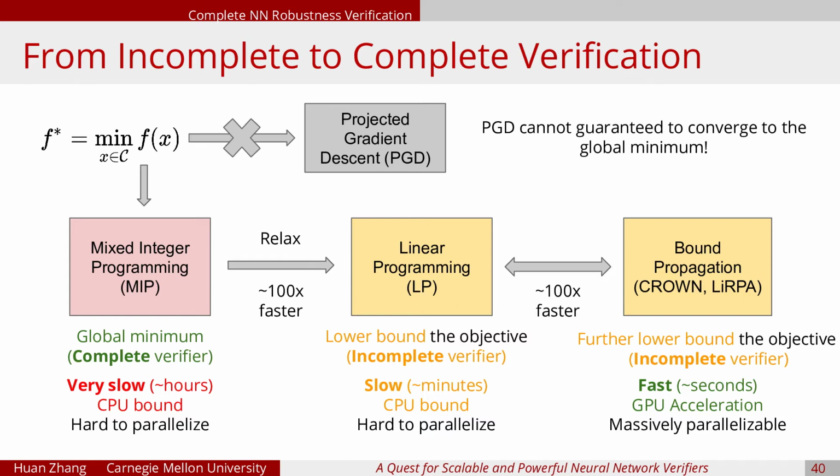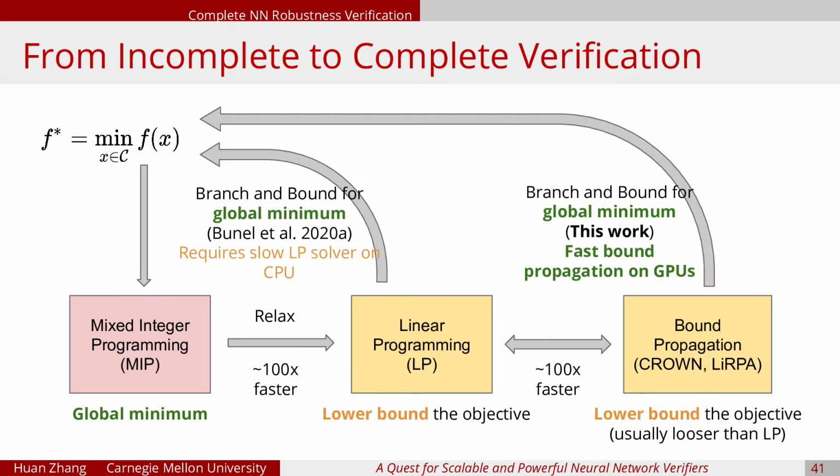The bound propagation-based approach I introduced above can actually be seen as a special case of a linear programming solver, where we can show the two are equivalent under a specific formulation. But if you use this bound propagation-based method, the benefit is that you can compute the bounds much faster with GPU acceleration. To achieve completeness, typically people use branch and bound. You can apply branch and bound with a linear programming-based incomplete verifier to achieve the global minimum. And in this work, we study how to combine branch and bound with our very efficient bound propagation-based methods on GPUs to also solve for the global minimum of this problem.